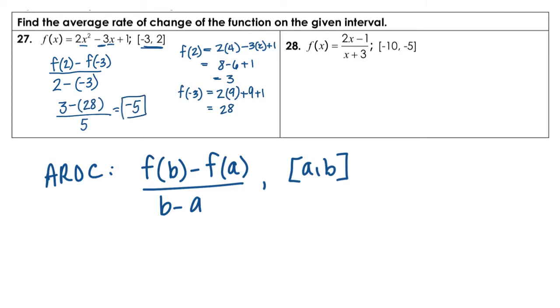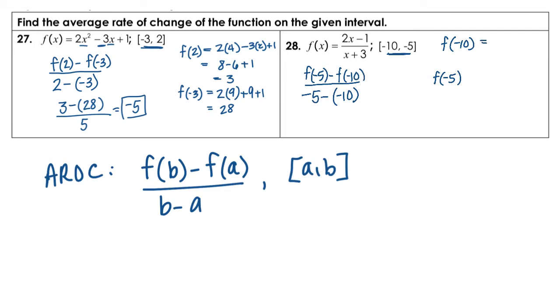All right, looking at 28, same process again. Given this a and b value, we already know that the denominator is going to be -5 minus a -10. Now over here to the side, we need to find f at -10, and we also need to find f at -5. The numerator is f at -5 minus f at -10.